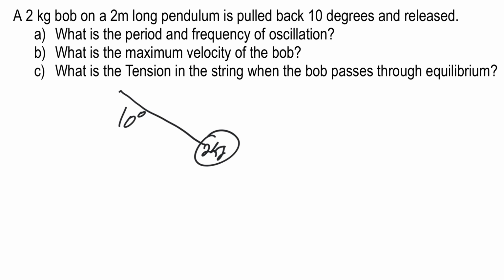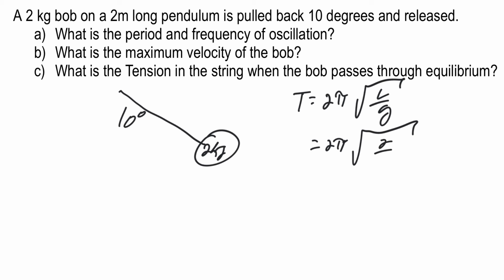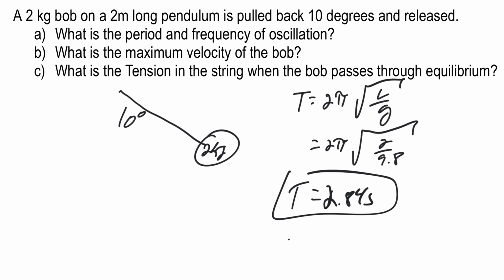Okay, the first thing we're finding is a period and frequency. So we've done this a bunch of times, so let's just whip this out real quick. T equals 2 pi square root of L over G. So this is going to be 2 pi square root of the length, which was 2, over 9.8. So our period equals 2.84 seconds. Okay, and then the frequency is 1 over the period. So if we take the inverse of that, the reciprocal, we get 0.352 hertz.